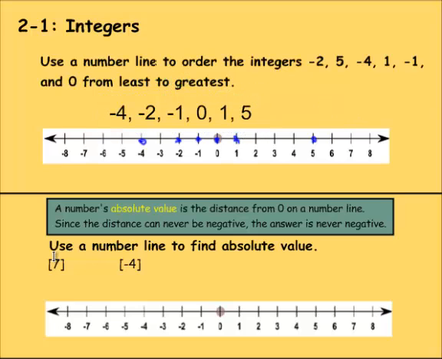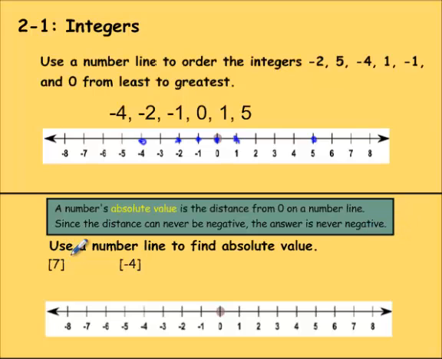Lastly, we need to find absolute value. Here's the definition of what absolute value is. A number's absolute value is the distance from 0 on a number line. So this is a little different from what we've done before. Here we're just finding the distance from 0. Since the distance can never be negative, the answer is never negative, never negative 2.